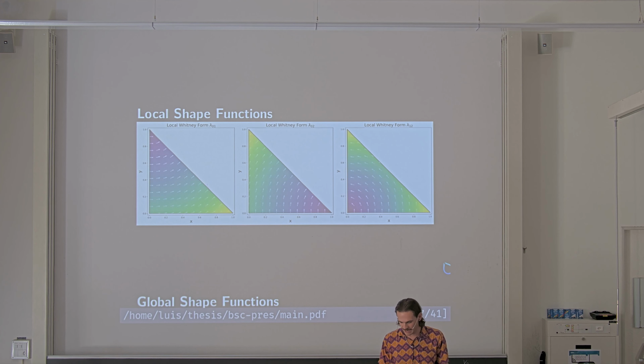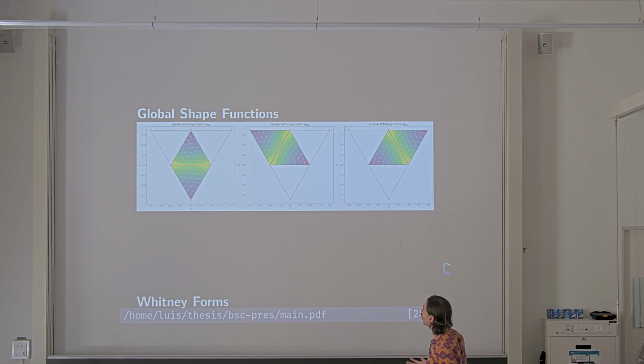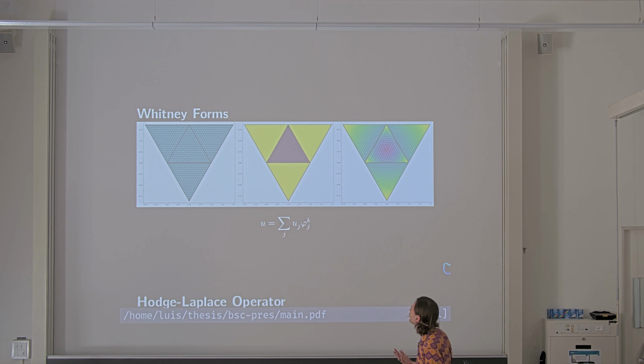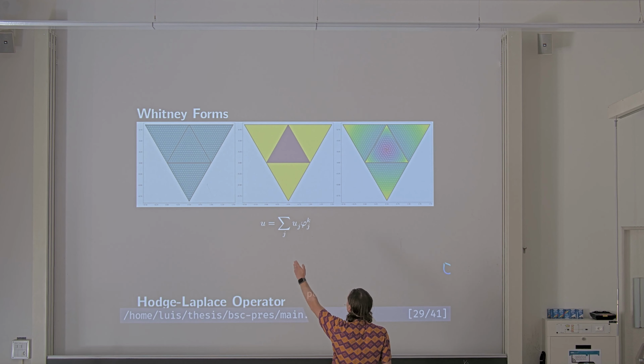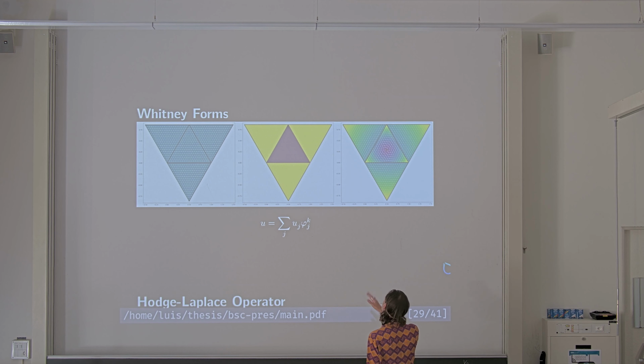And we can now look at the global shape functions. Since an edge is adjacent to two cells, the support of the basis function is on both cells. And yes, these are the global shape functions associated with these red edges. And now we can do linear combinations of them to obtain fields like whole Whitney forms. We have a constant vector field, a purely divergent vector field, the arrows are a little bit small, and a purely rotational vector field.